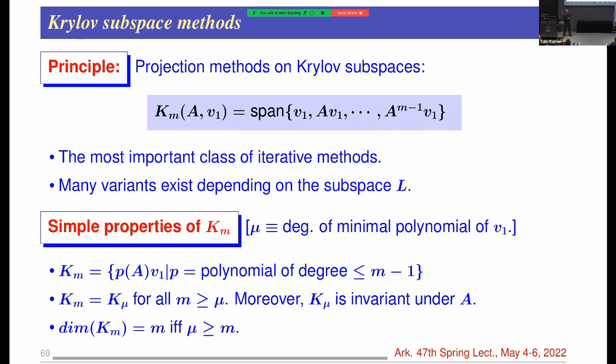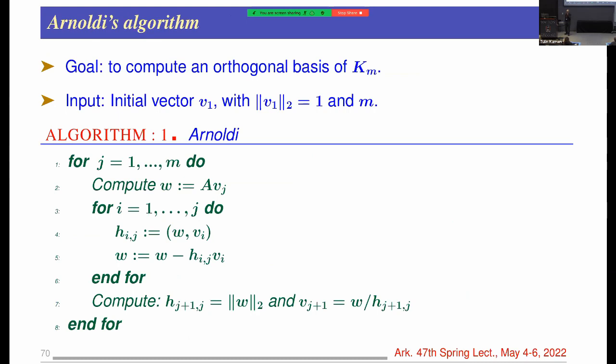Now, to define them, you need to define first the Krylov subspace. The Krylov subspace is something of this form. Essentially it's the set of polynomials of A times v_1. There are some very simple properties here. There is some sort of invariance after what is called the minimum polynomial is reached, etc. These are really simple considerations. Now we go to the first algorithm we will see, and that is Arnoldi's algorithm.